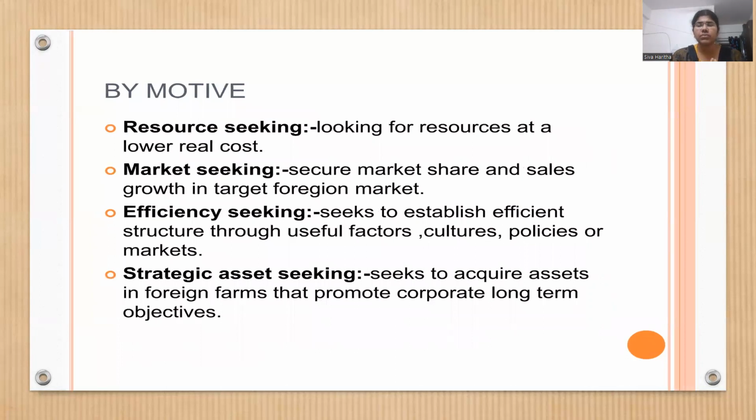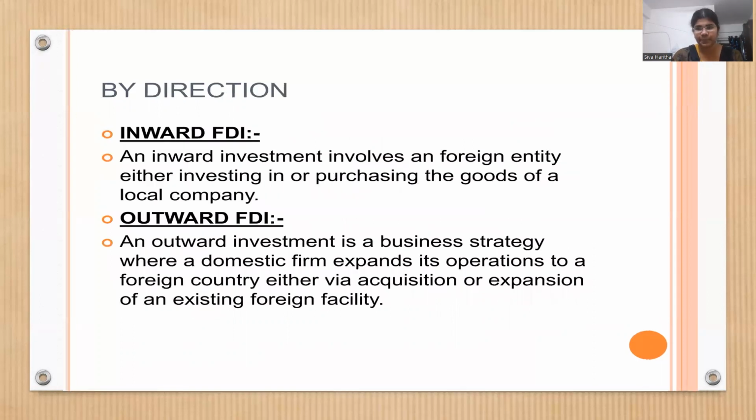So based on the motive criteria, if the foreign direct investment is done looking for resources at a lower real cost, it is a resource seeking FDI. Whereas if the FDI is done to find a secure market share, then it is a market seeking FDI. And if an FDI seeks to establish an efficient structure, it is the efficiency seeking FDI. Whereas if it seeks to acquire assets in the foreign firms, it is a strategic asset seeking FDI.